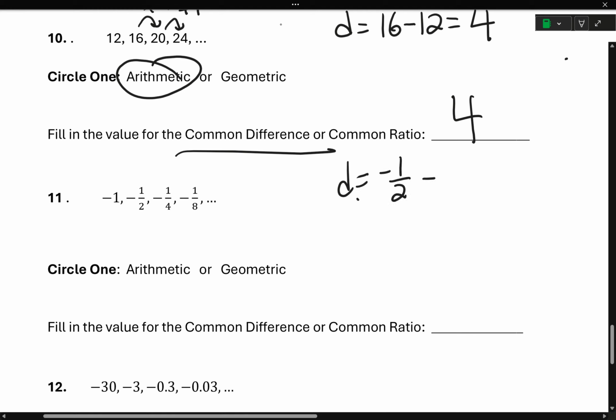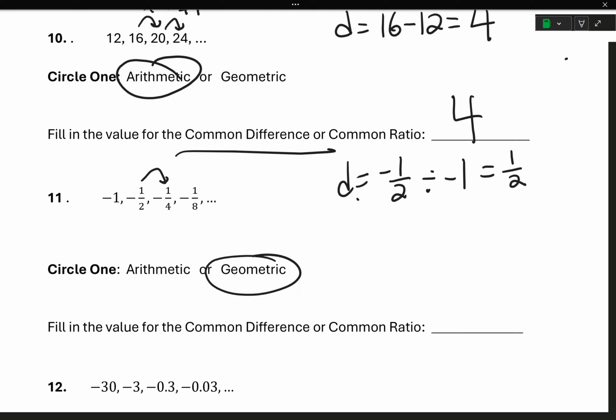Term 2, so negative 1/2, minus term 1, which is negative 1, is positive 1/2. Is negative 1/2 plus 1/2 negative 1/4? No. So it's not arithmetic. Now, how would you know that if you can't do it in your head? You do it in your calculator. Well, that means it's geometric. Well, let's find the common ratio.